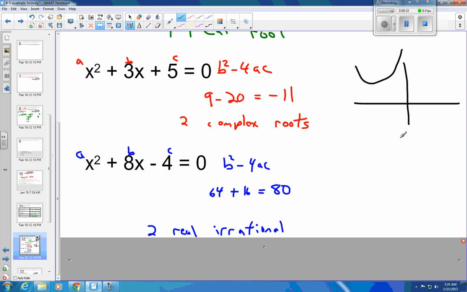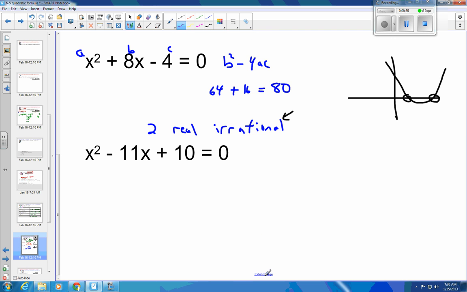roots. So you're going to have a parabola. It is going to be facing up because a is 1. It's going to cross over and come back up. But these numbers right here will be irrational. Okay. And we've got one more example down at the bottom I had. Get rid of that. Extend my page.